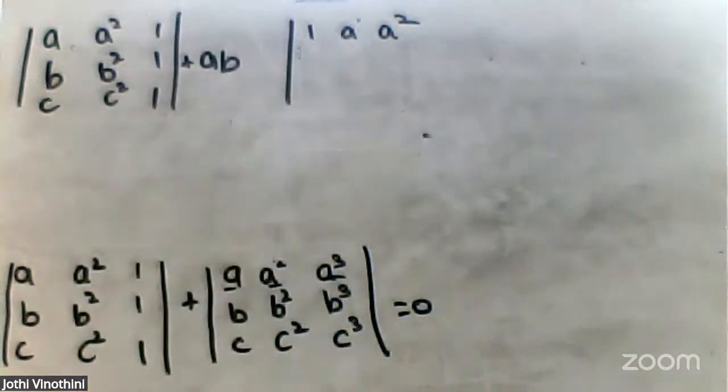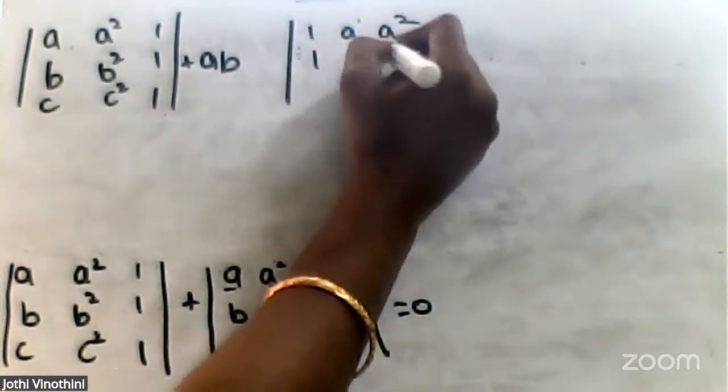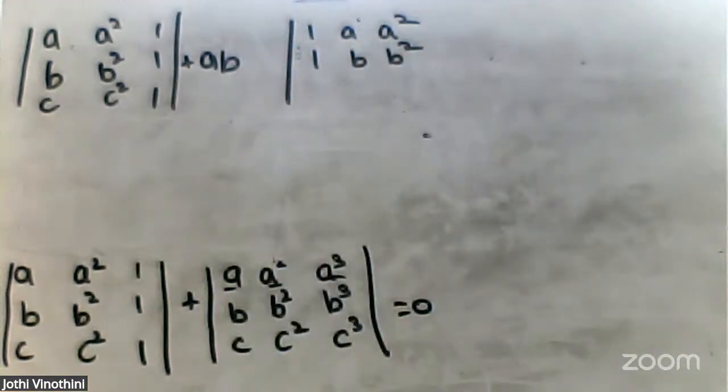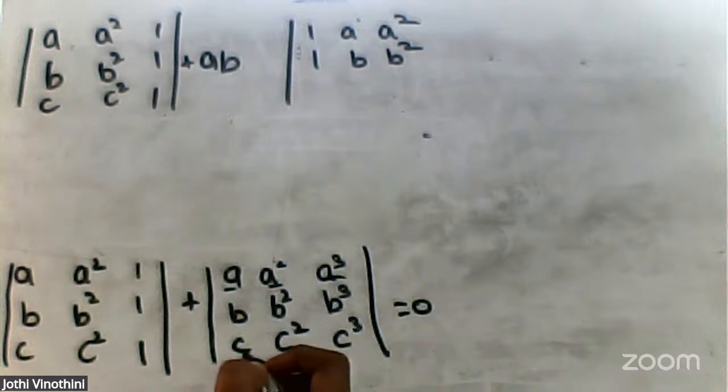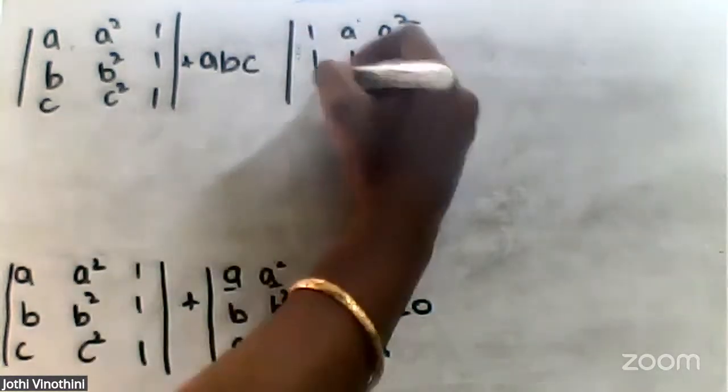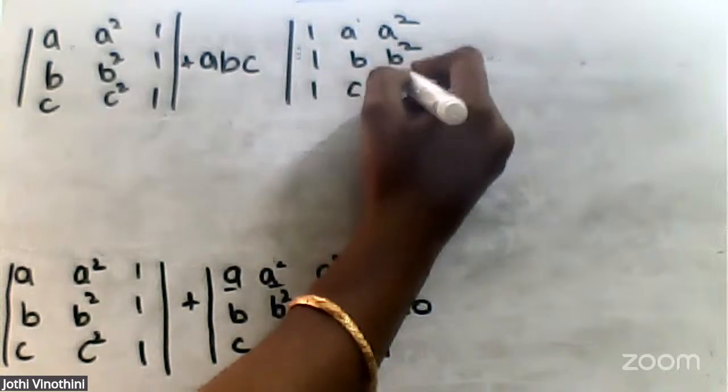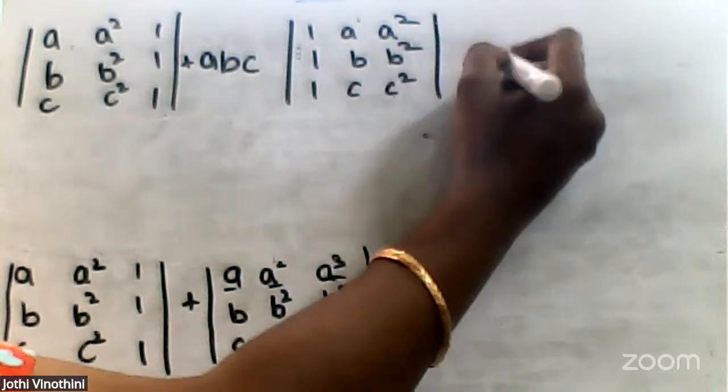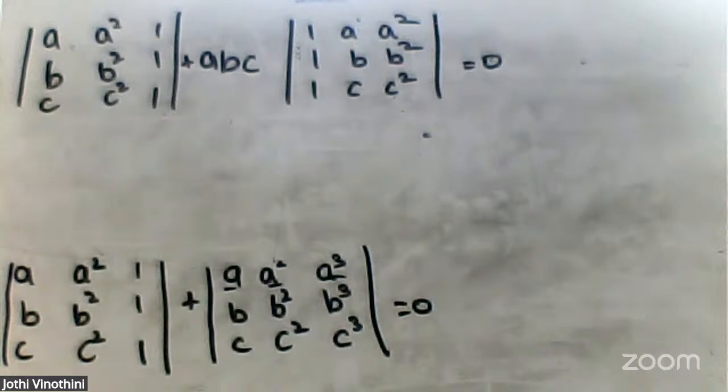In the second row, we have B as common in all the elements, so I am taking this out. It will become 1, B and B squared. In the third row, we have C as common in all the elements, so I am taking this out. It will become 1, C and C squared, which is equal to 0.